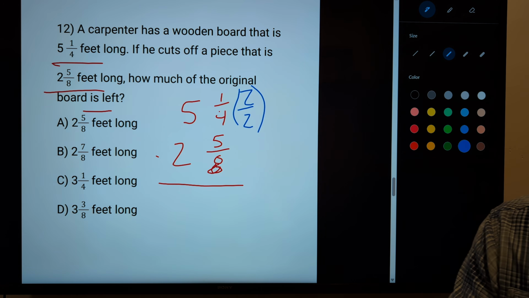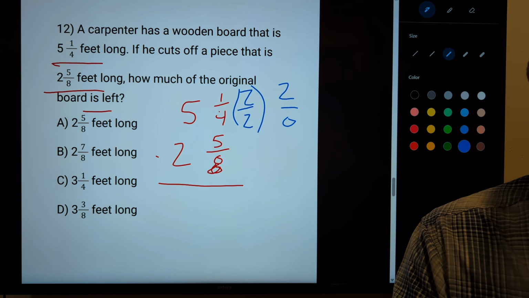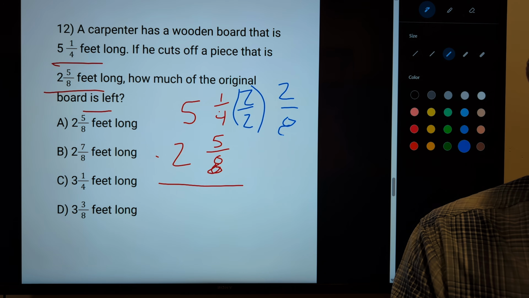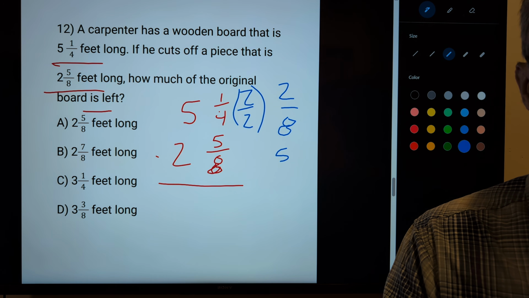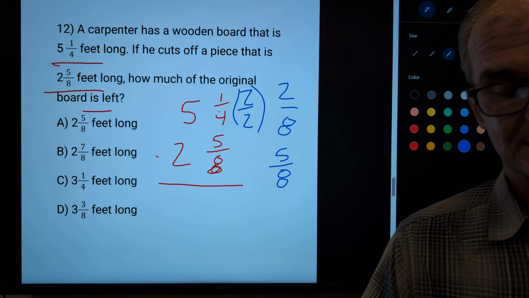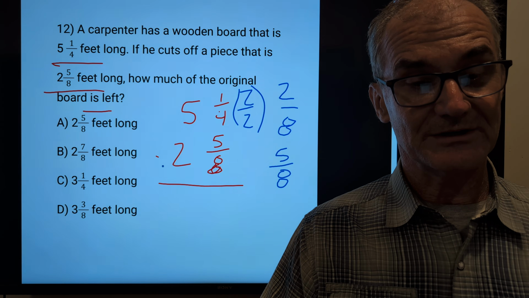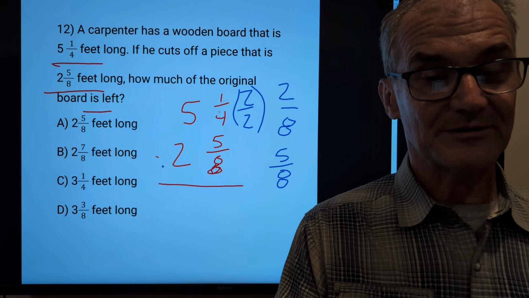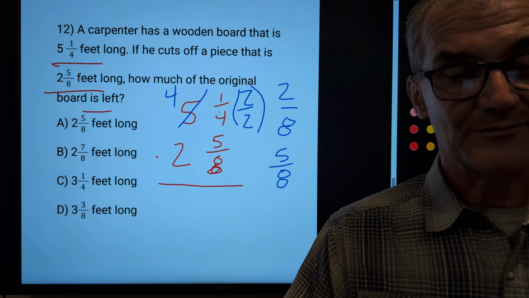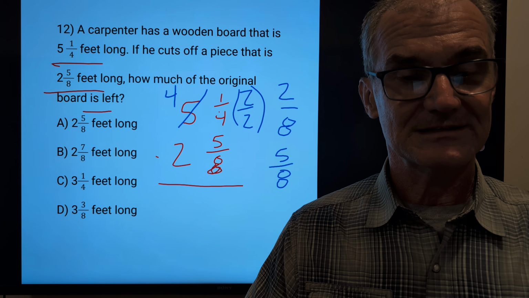So that's going to give me 5 2/8 minus 2 5/8. So I could see I got 2/8 minus 5/8. That's going to give me a negative number, which isn't really going to work. So what I'm going to do is I'm going to borrow from this 5 and make it a 4. I am borrowing 1 unit. 1 unit is 8/8, right?